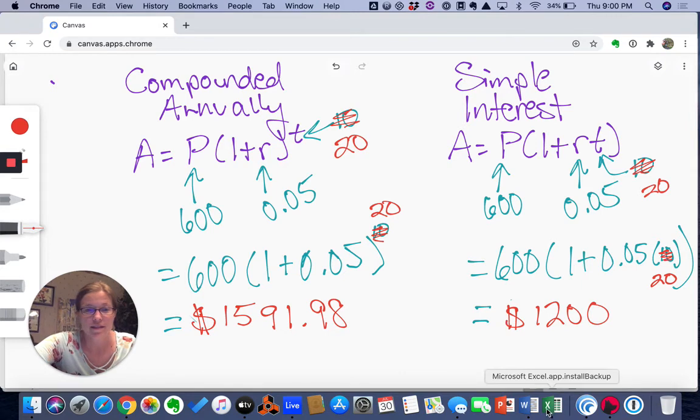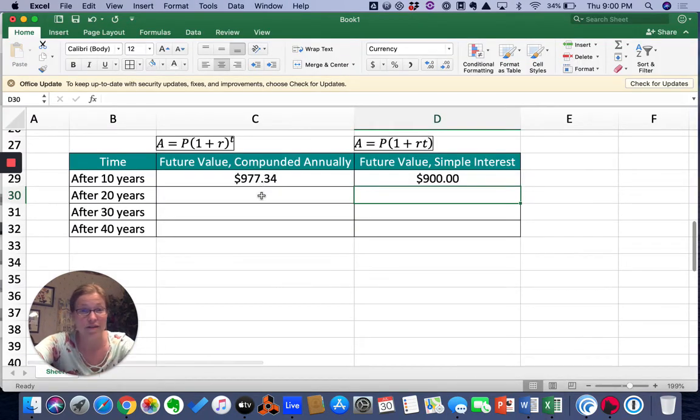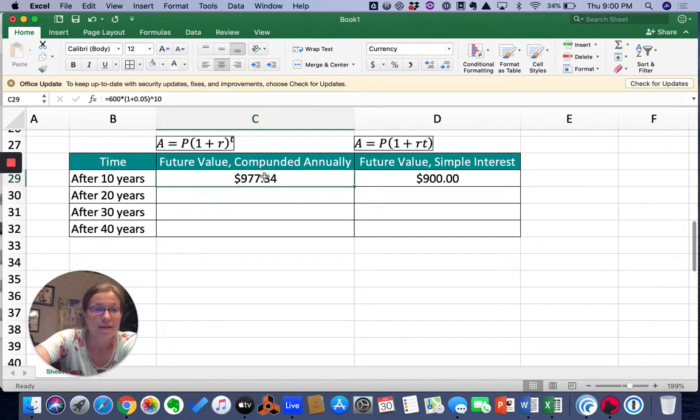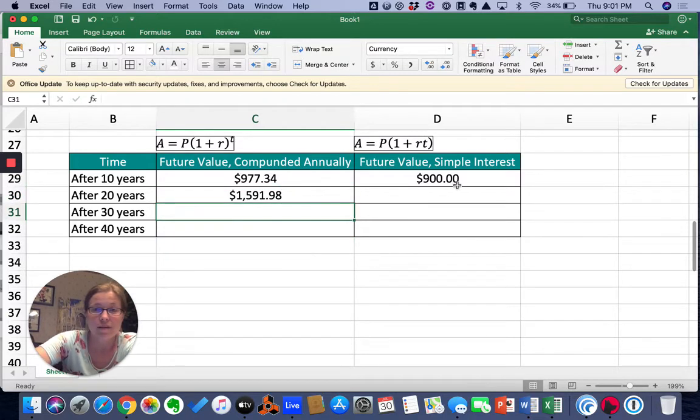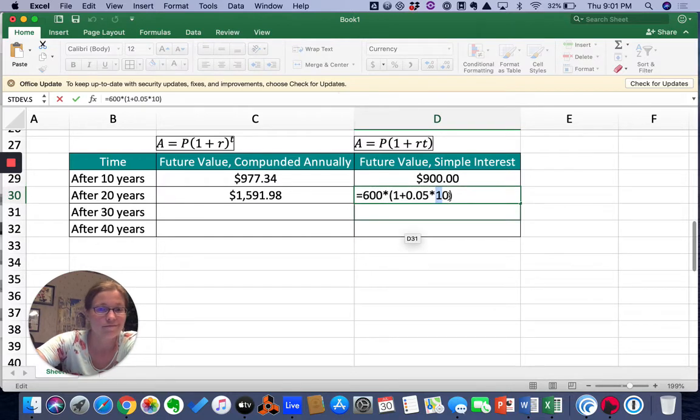If we do it in Excel, just watching all this happen again, I can take what I did on the previous line, and I'm going to copy it and paste it. And then all I have to do is go in and change, instead of plugging in 10 for T, I'm now plugging in 20. Simple interest, I'm using that same simple interest formula, except instead of the 10, I'm plugging in 20.